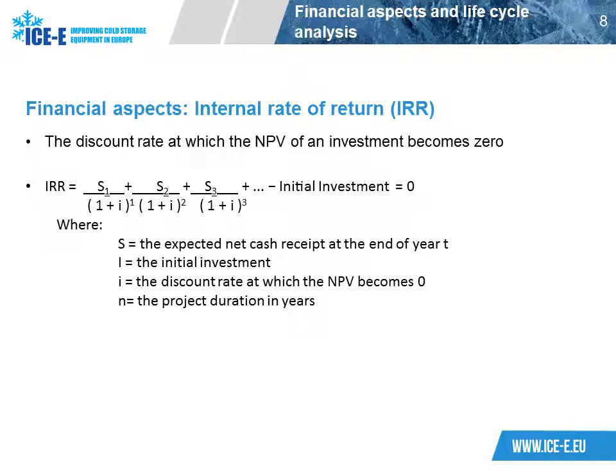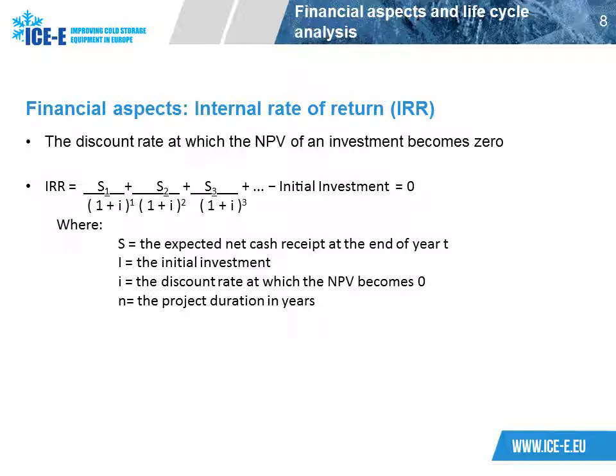The internal rate of return. It's a combination of the break-even and the net present value. It is that discount rate at which the net present value of an investment becomes zero. So you discount your future savings and you calculate them as of today, and the I that makes this net present value zero is the one you are looking for.